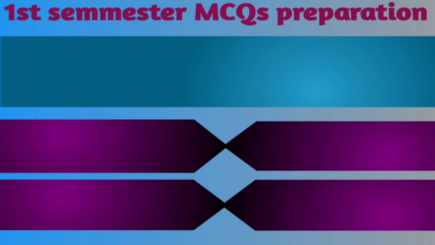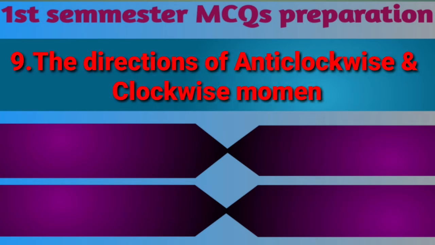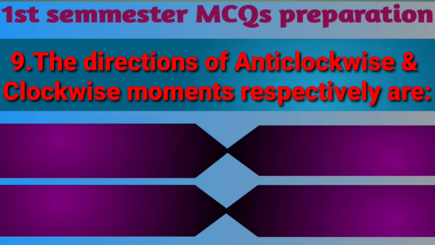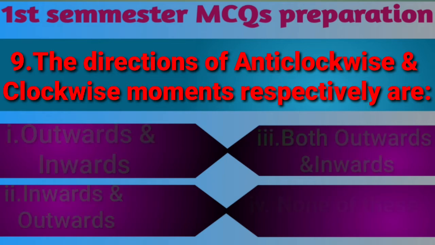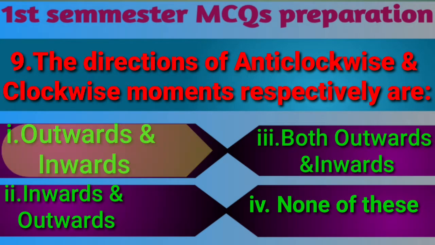Moving to the next question, that is question number 9. The direction of anti-clockwise and clockwise movements respectively are. So as we know, anti-clockwise means outwards and clockwise means inwards. So the right answer will be option number 1, outwards and inwards.